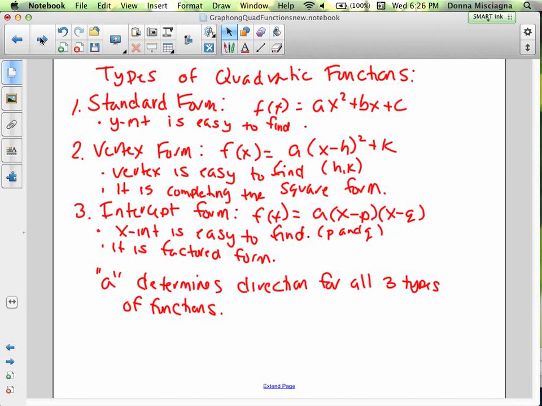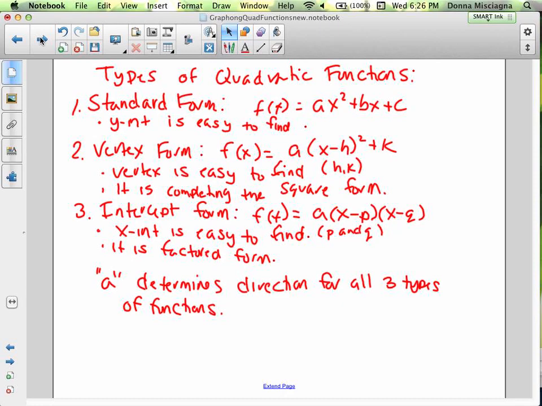We'll learn how to graph in all three formats. We'll also learn how to change standard form into vertex form. The a in all of them, right, whether it's in front of the x squared, in front of the x minus h squared, or in front of the x minus p and the x minus q, it determines the direction for all three types of functions.